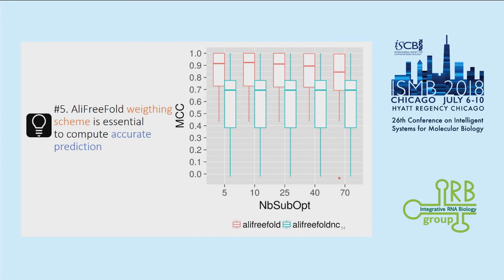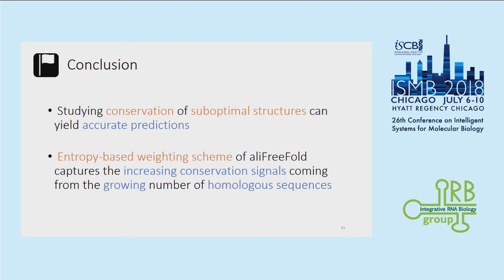So as a take-home message, we showed that studying the conservation of suboptimal structures can yield accurate prediction. And we try to use this knowledge to build an entropy-based weighting scheme in order to capture the increasing conservation signal coming from the growing number of homologous sequences.